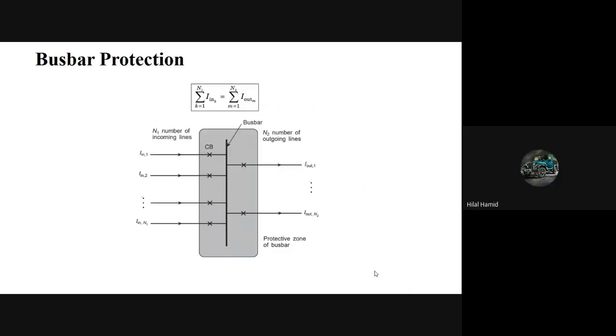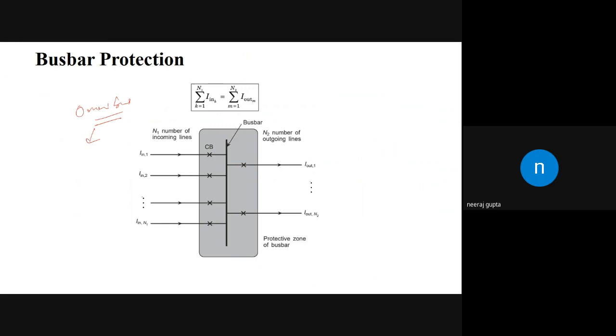Okay, as you already know, what is the bus bar? The word is derived from the Latin word omnibus, which means common for all. You can say it's the nerve center of the power system where the various circuits are connected. Here is the bus bar, here are the incoming lines, and here are the outgoing lines.